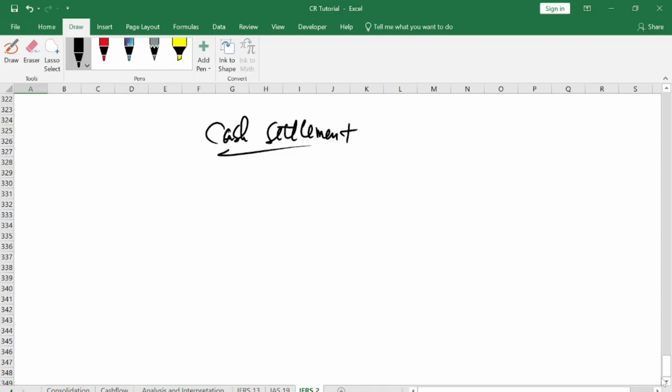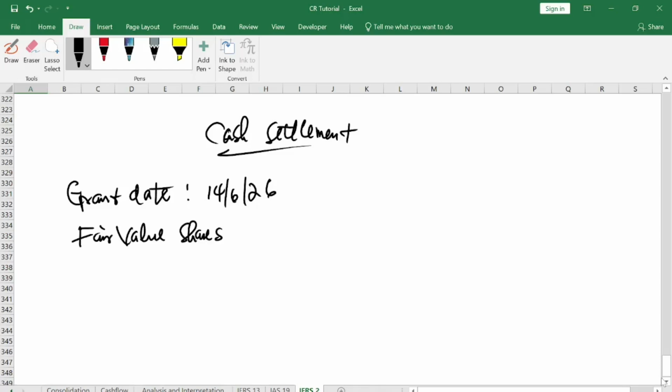All right. So with this one, we all understand what we call the grant date. The grant date is the date that the agreement is done. So assuming the agreement was done on 2026. And we also have what we call fair value of shares. Now, under cash settlement, the fair value of the shares is what we use to weigh the shares, right?